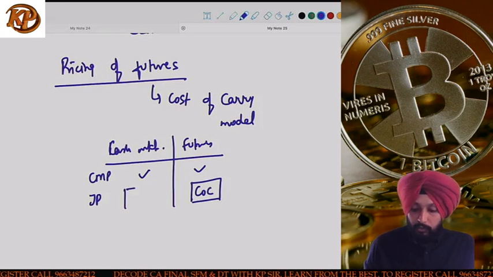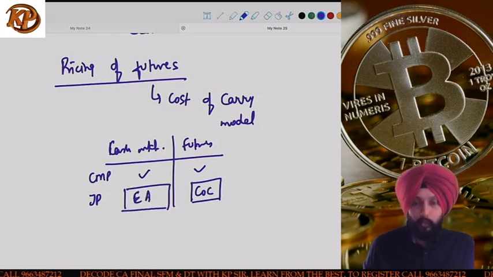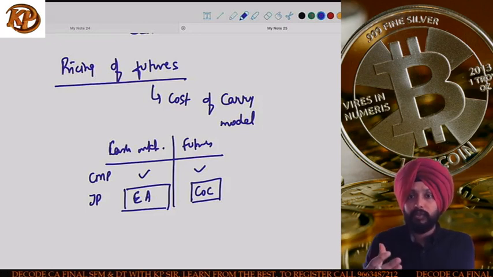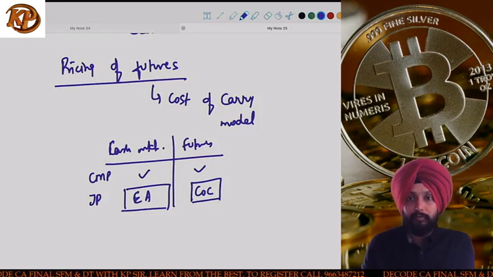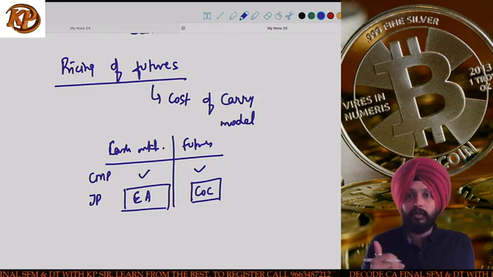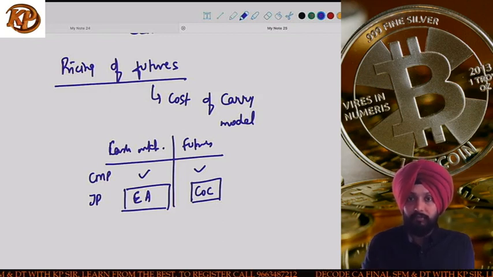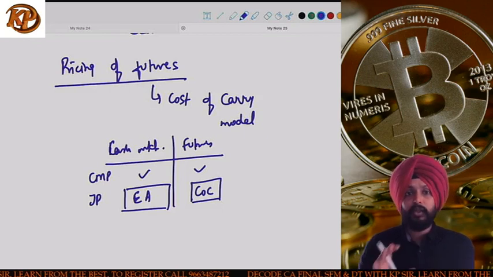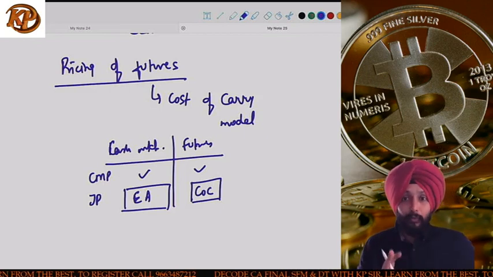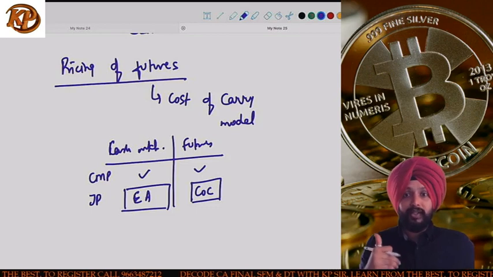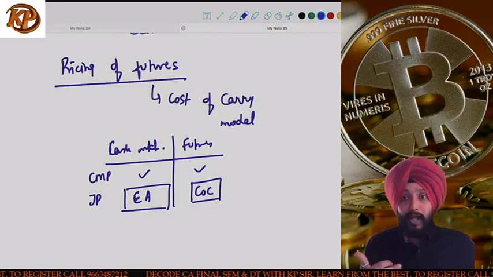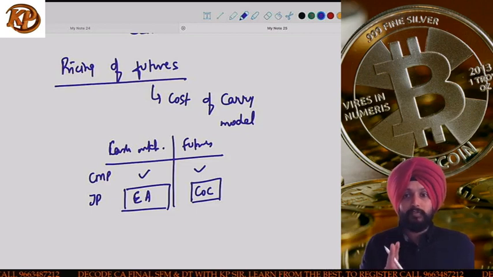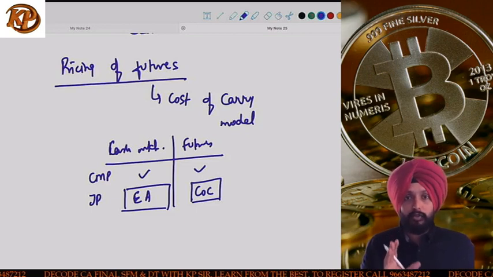And as far as the cash market is concerned, we study equity analysis to calculate the justified price of equity shares. We use different models over there, like if you remember, DDM, dividend discount model, free cash flow approach, that is FCF. Then we have also done PE multiple approach, net asset valuation. These are different models used in equity analysis, where you calculate the justified price for the cash market. However, in case of futures, the justified price is calculated using the cost of carry model.